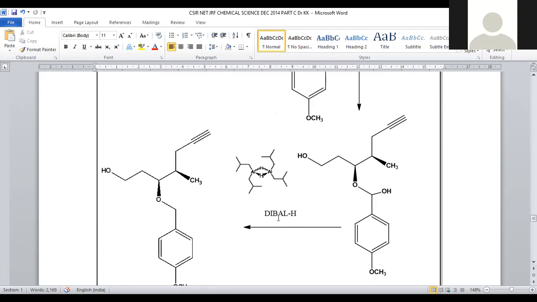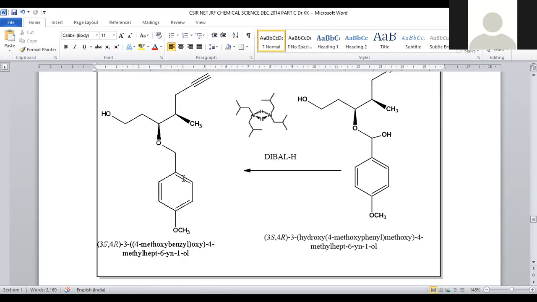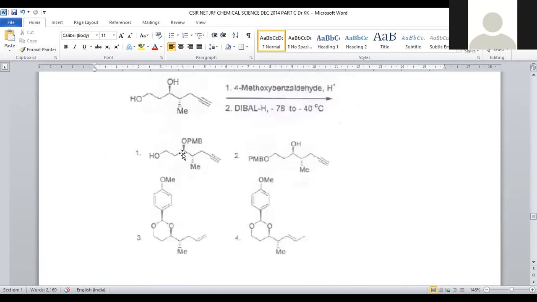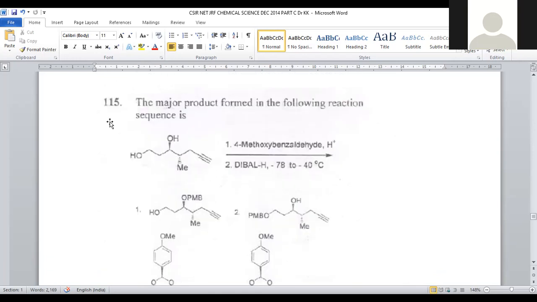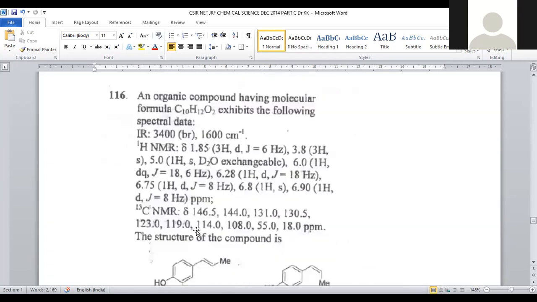Now it will be added with DIBAL. The purpose of DIBAL is reduction. OH will be reduced into CH2, so that you will get the final compound with the CH2 group. So that is available in option number 1. Specifically, it will participate in the reaction with this OH functional group, whichever is present at this position, right? So for question number 115, option number 1 is the correct answer. Now let us move on to question number 116.